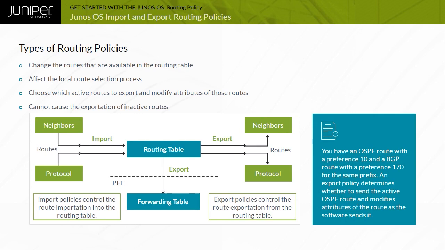For example, suppose you have an OSPF route with a preference 10 and a BGP route with a preference 170 for the same prefix. An export policy determines whether to send the active OSPF route and modifies attributes of the route as the software sends it. However, the export policy cannot cause the software to send the inactive BGP route. The Junos OS applies export policies as it exports routes from the routing table, so attribute changes do not affect the local routing table. Rather, the software applies them to the route while exporting it.